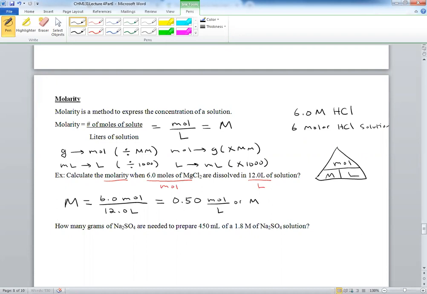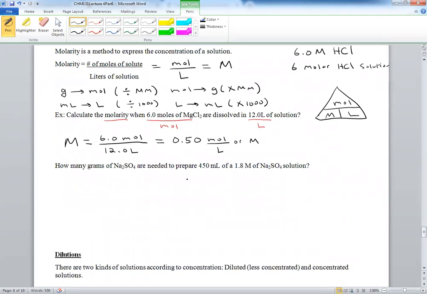Now, before we continue, this can work as a conversion factor. You have 0.5 moles over 1 liter, meaning you could be asked to calculate for the moles of Cl, since you have a ratio of 2 to 1 in MgCl2. We will do these problems later when we meet. But for now, this is your answer.